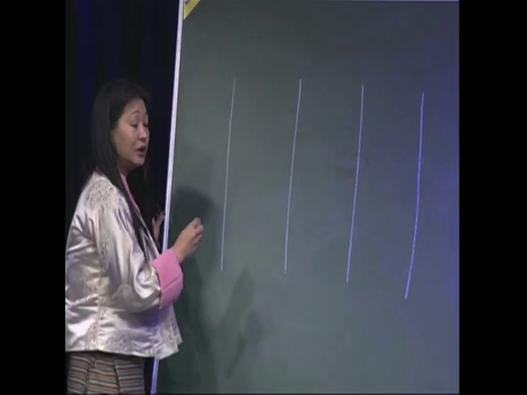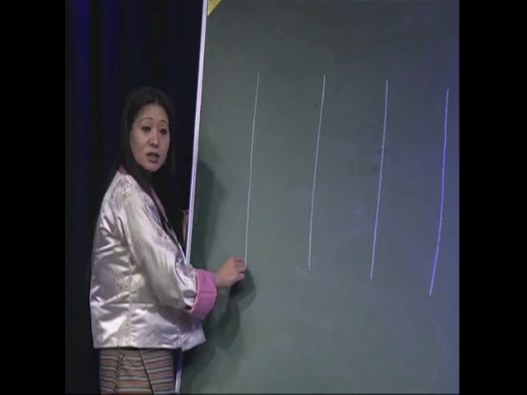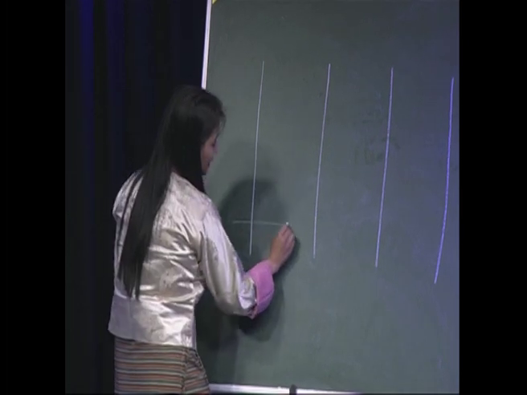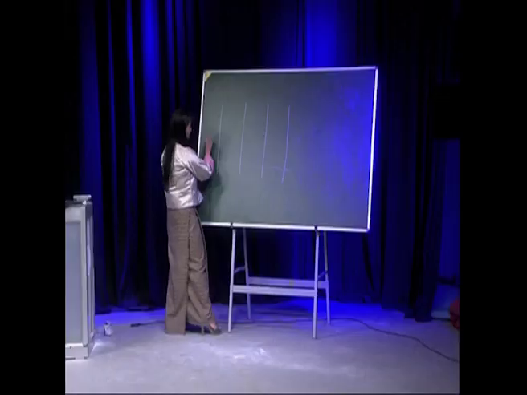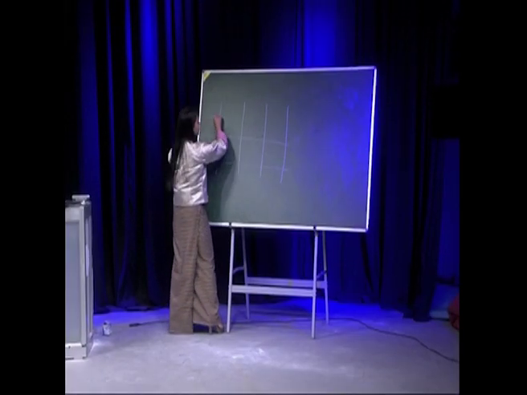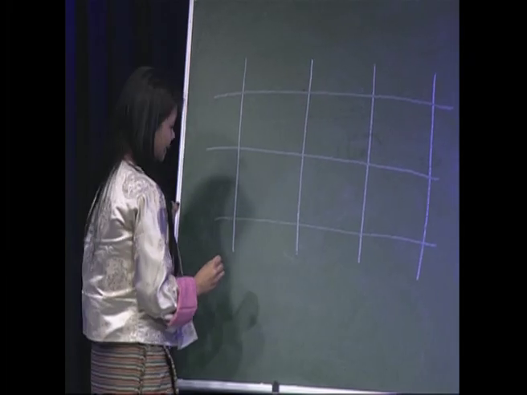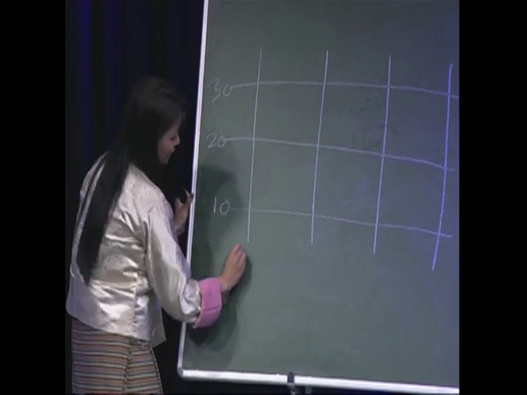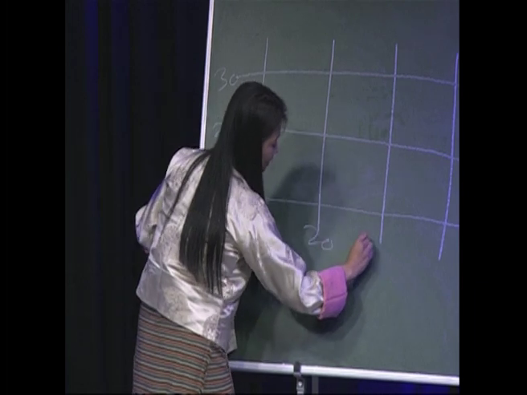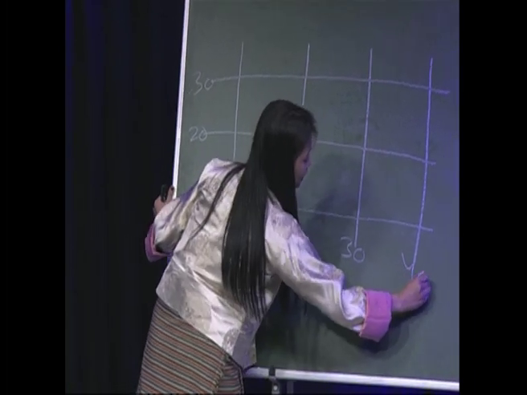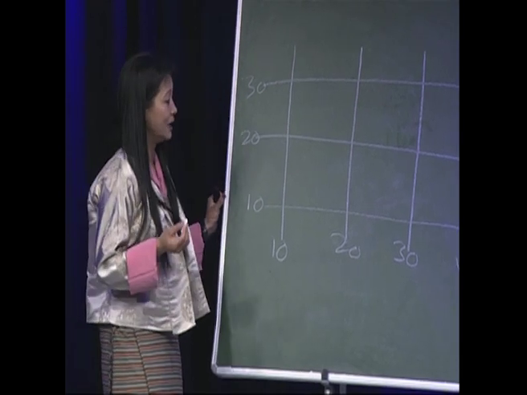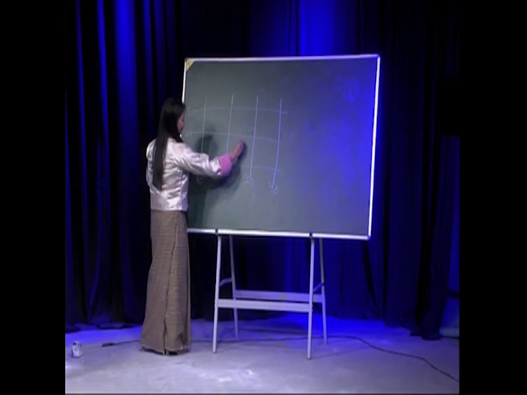These lines running from north to south are called eastings. And these lines running from east to west are called northings. They start from 10, 20, 30, 40. Now to find the four-figure grid of a particular place, let's say place X.